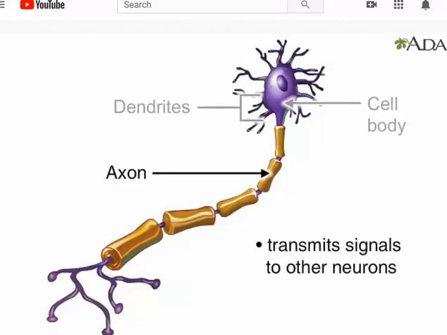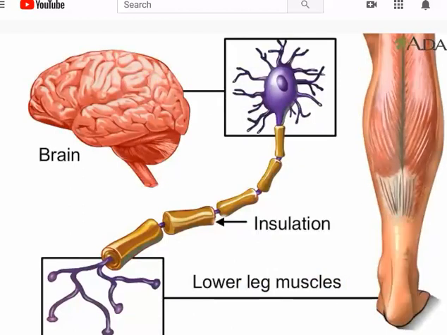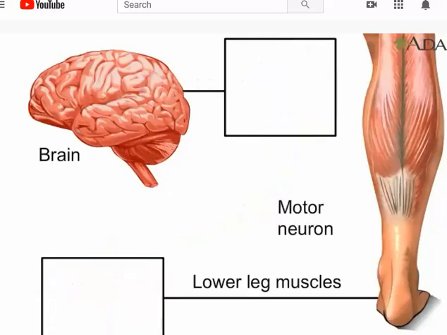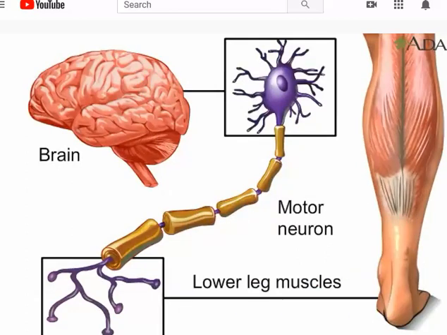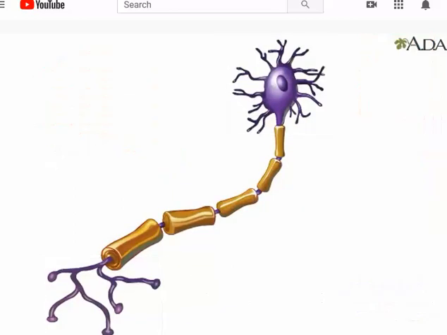The axon transmits signals away from the cell body to other neurons. Many neurons are insulated like pieces of electrical wire. The insulation protects them and allows their signals to move faster along the axon. Without it, signals from the brain might never reach muscle groups in the limbs. Motor neurons are responsible for voluntary control of the muscles all over the body.